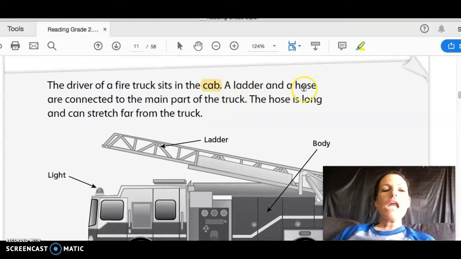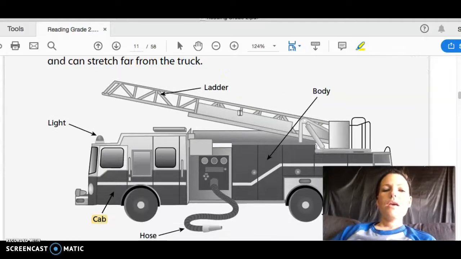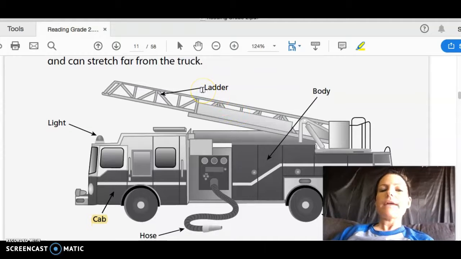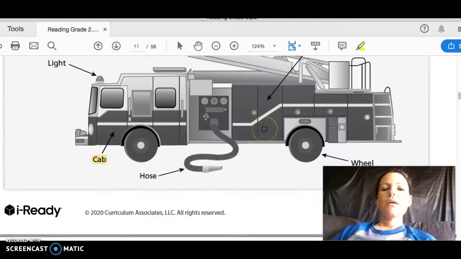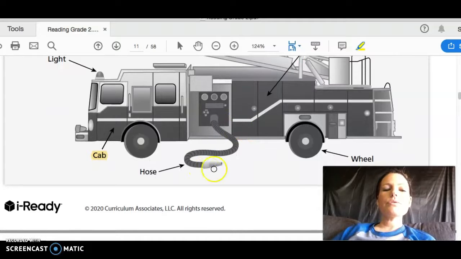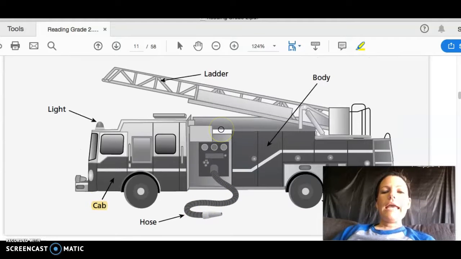A ladder and a hose are connected to the main part of the truck. This is another place where my diagram can help me out. Here's the ladder. Here's the hose. And it says that it's connected to the main part of the truck. So do you see where the ladder is up here, here's the hose, this must be the main part because that's where the ladder and the hose are connected.